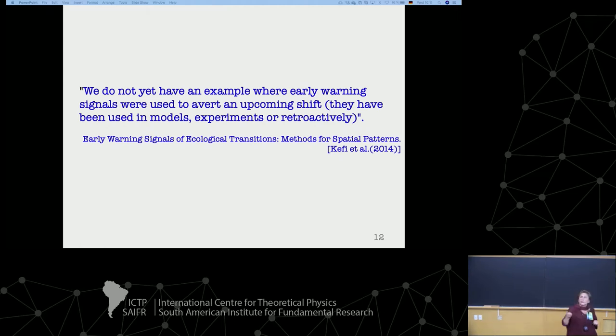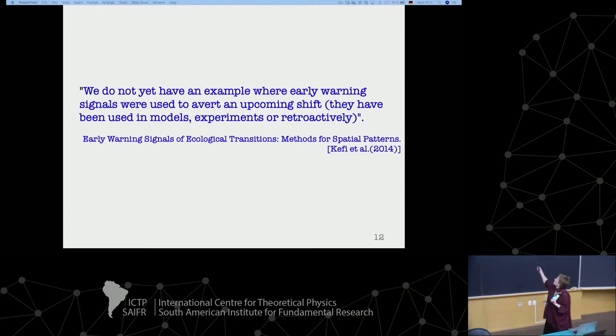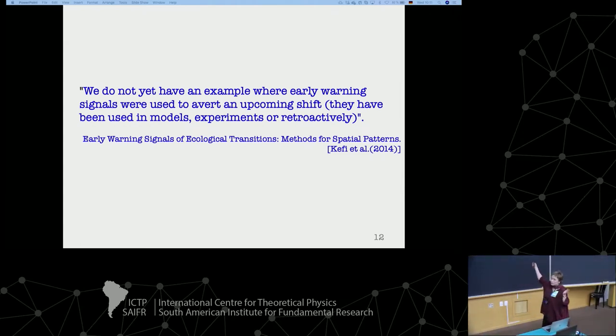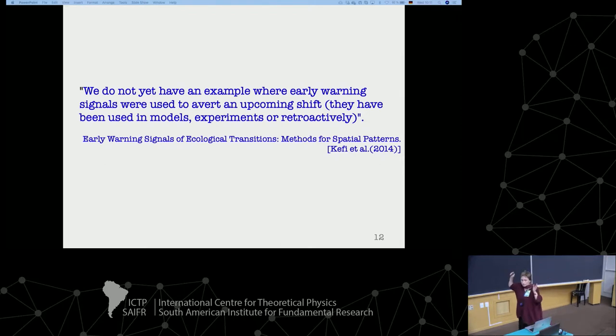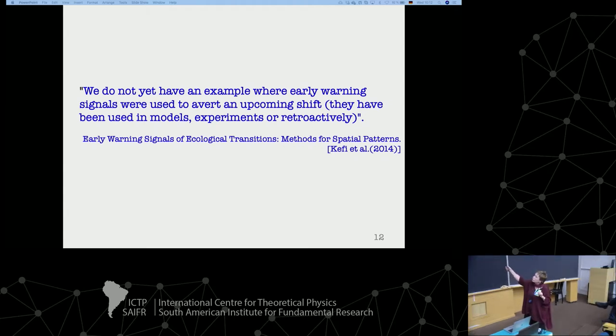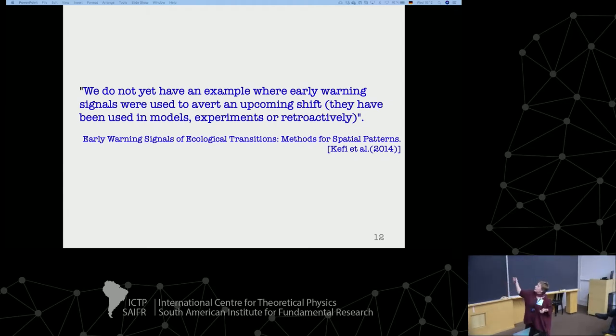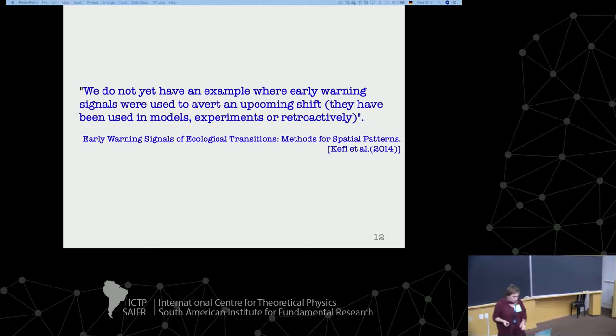And this is one of the pieces of evidence. In 2014, 25 authors studied ecological systems and found that we do not yet have an example where early warning indicators were used to avert an upcoming shift. They have been used in model experiments or retrospectively.